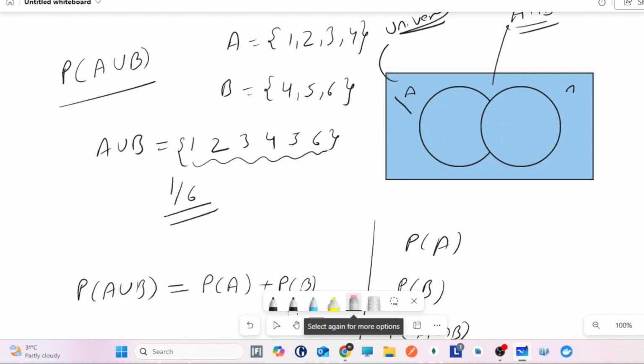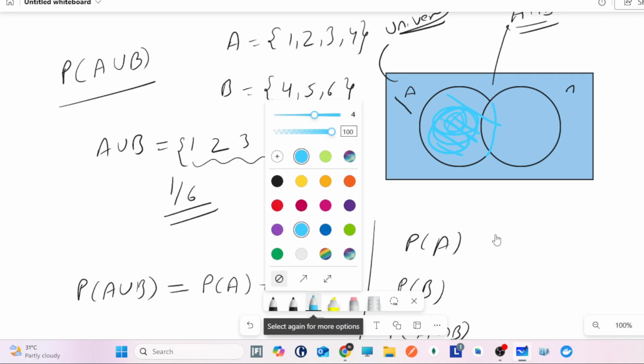So probability of A union B is nothing but P of A. This is the common portion. P of A, this whole circle, and the second one. What is the second one? Just take another pen. This one, that is the B part. So I am adding individual circles, probability of A, probability of B, and guess what? We are adding A intersection B twice.